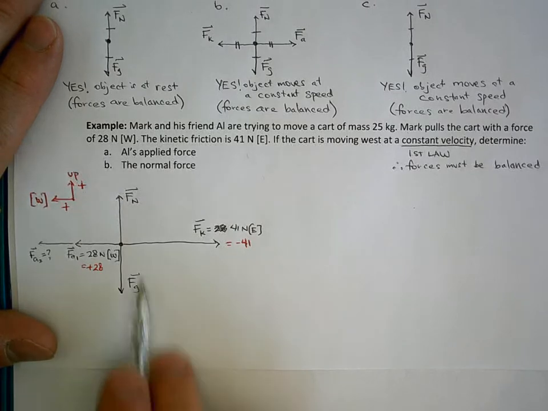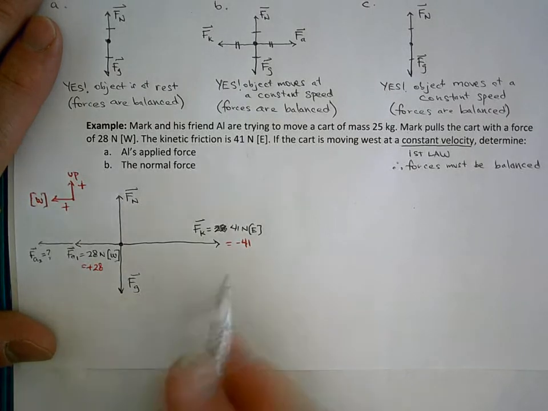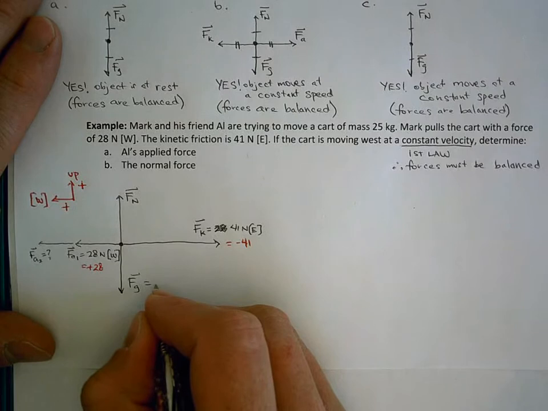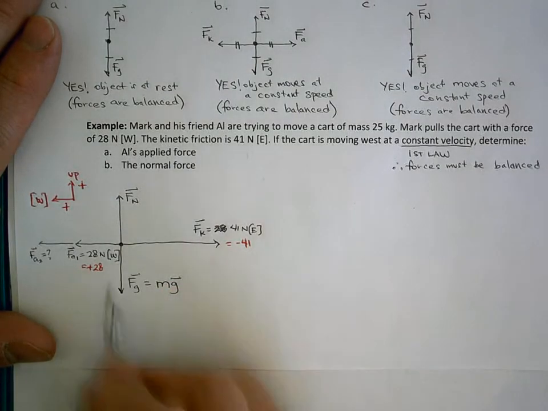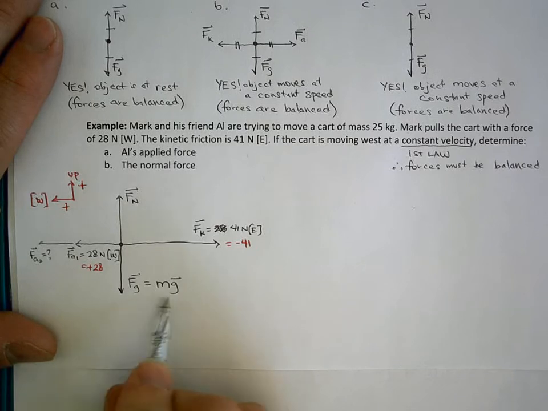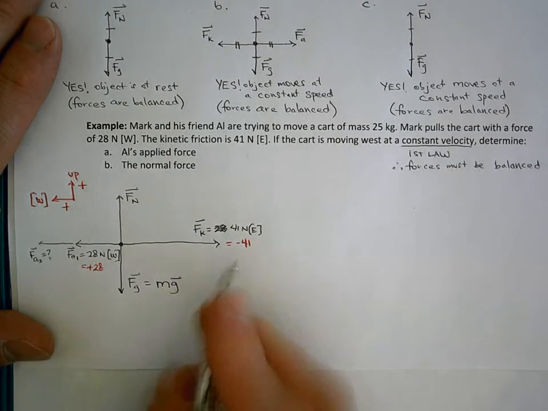Now we have a formula for calculating force of gravity. If you'll remember from the first day we did forces, this is m times g. This is a way of calculating the force of gravity for any object. You take the mass of the object, and you multiply it by 9.8, the acceleration due to gravity.